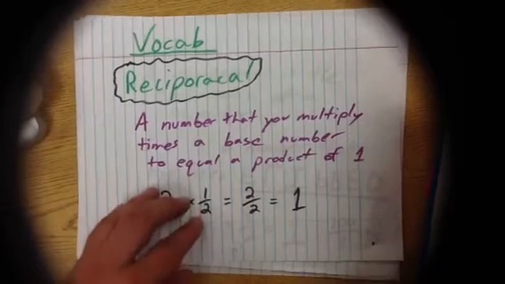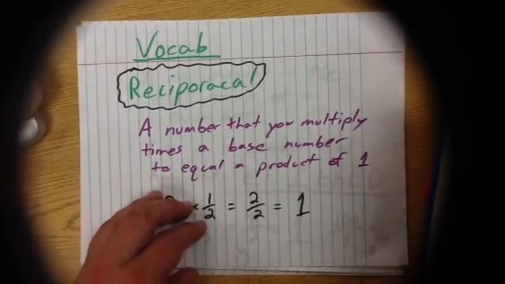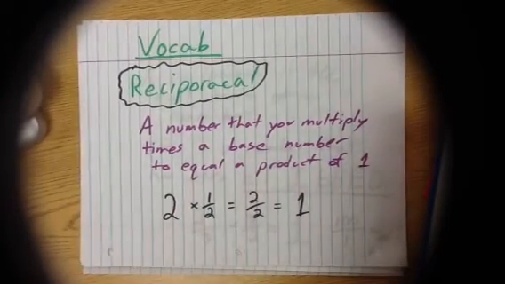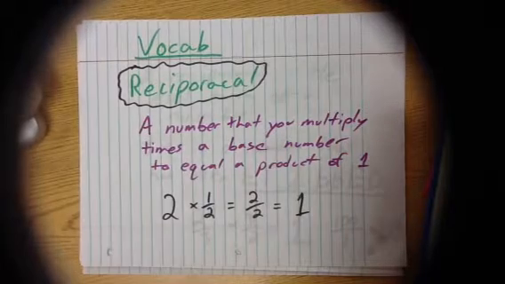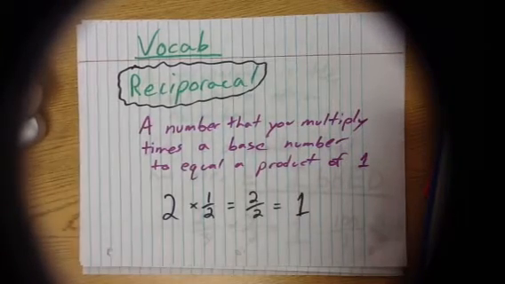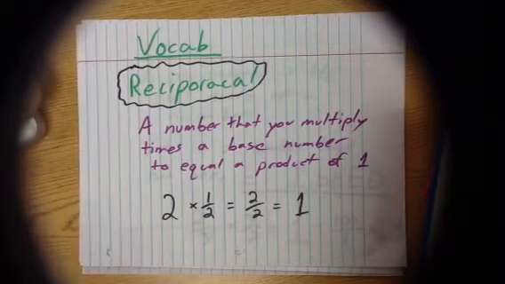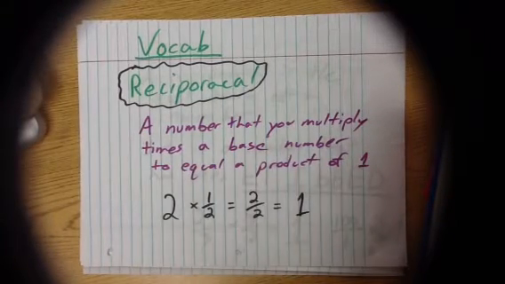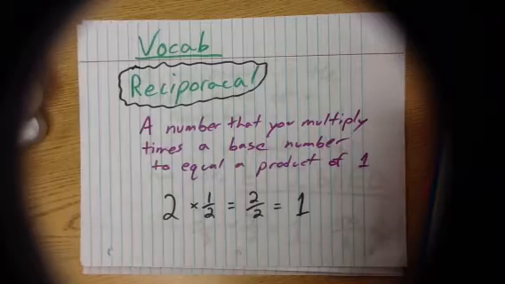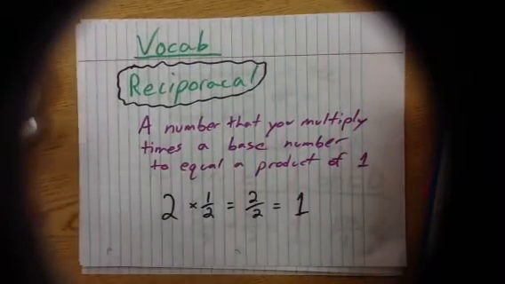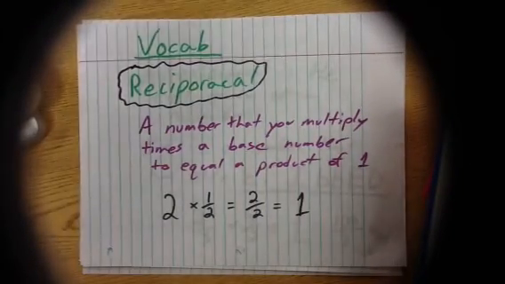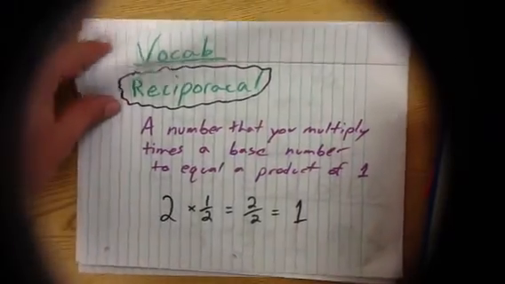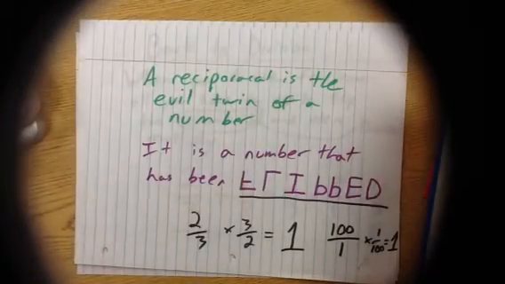Vocab that's important for dividing fractions is the word reciprocal. A reciprocal is a number that you multiply times a base number, like 2 or 3 or 1/2 or whatever, and once you multiply it by this reciprocal, it equals 1. So the reciprocal of 2 would be 1/2, because 2 times 1/2 equals 1. Also, 2/3 times 3/2 would equal 1 as well. So really it's just a flip.